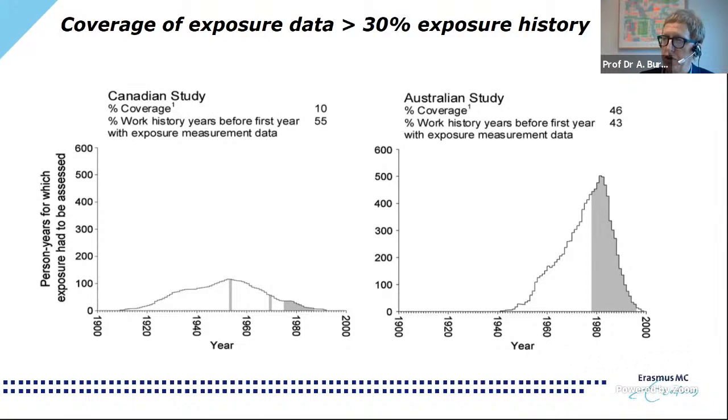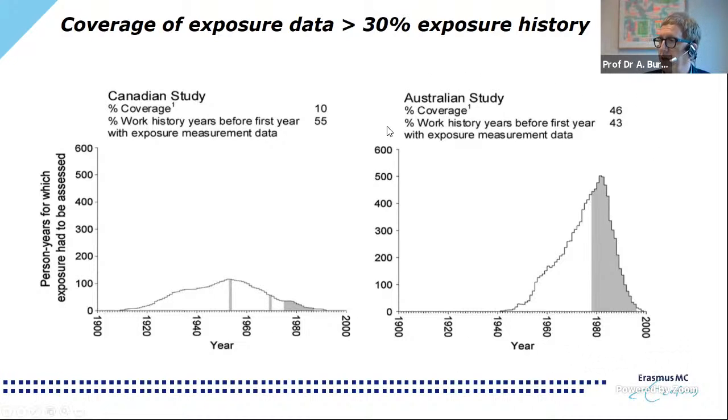So one of the most cited studies, a large study in Canada, this is the exposure history of the whole cohort. And you see that most exposure information data stems from the mid-70s onwards, and that covers only 10% of the exposure history of all workers in the cohort. So you have to estimate 90% of the exposure history, where you don't have many exposure measurements.